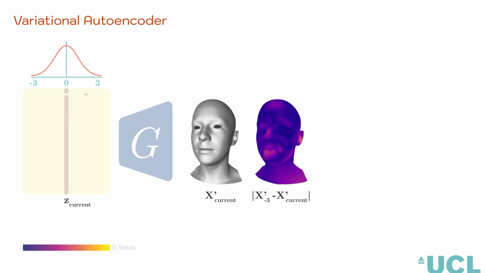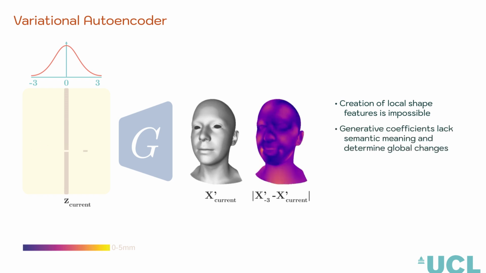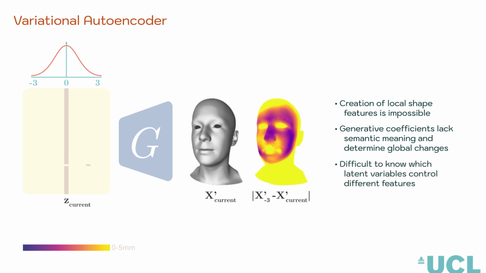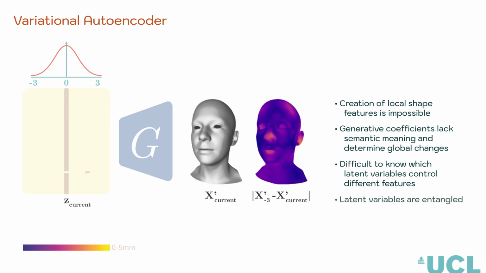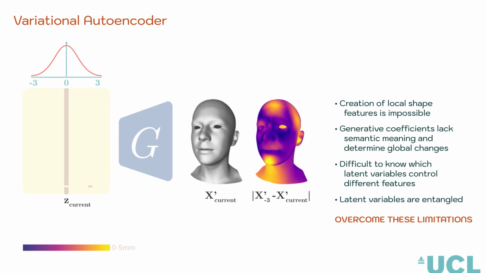In this video, we report vertex displacements occurring during the traversals using a color map. Blue regions correspond to areas where vertex positions don't change, and yellow regions represent big vertex displacements. As you can see, unfortunately, the creation of local shape features is impossible. The generative coefficients lack semantic meaning and determine global changes. It is also difficult to know which latent variables control different features, and the latent variables are entangled between each other. Therefore, in this work, we propose a simple yet effective approach to overcome these limitations.